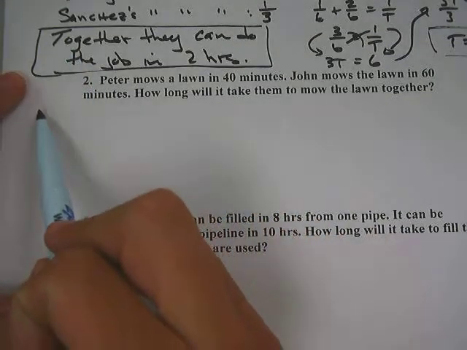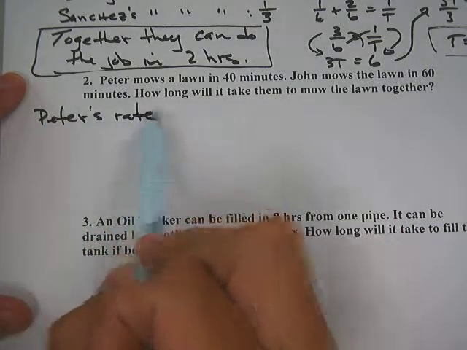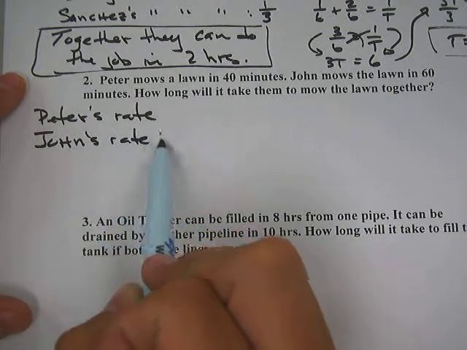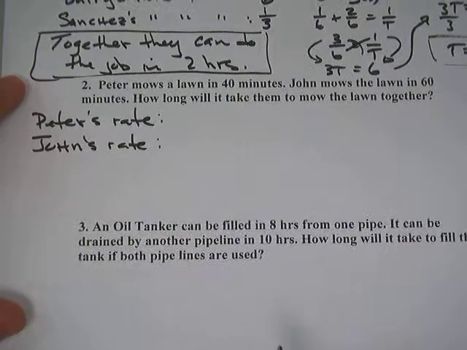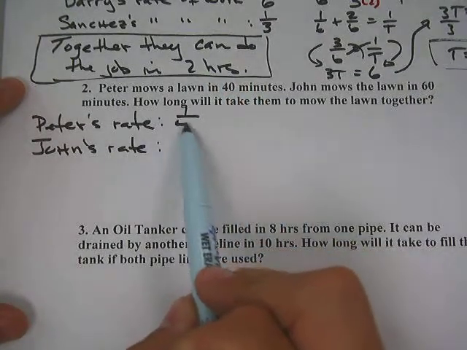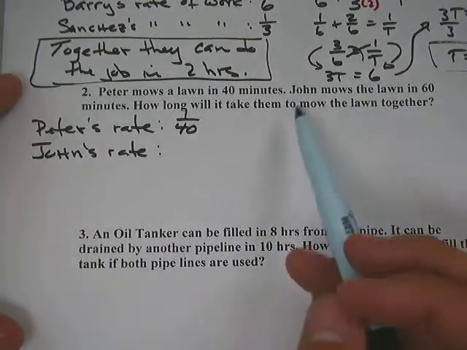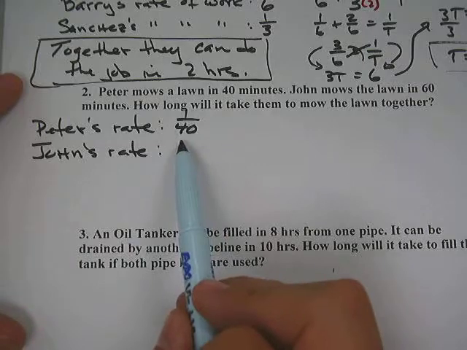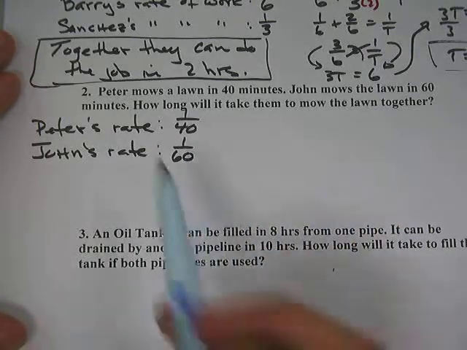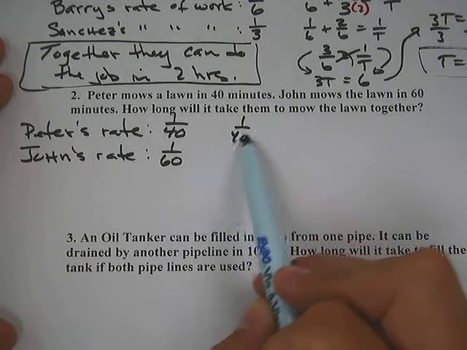Okay, let's try another one. Here we're talking about Peter and John, so we'll just shorten it. It says Peter's rate, John's rate. Now Peter can mow the lawn in 40 minutes, so that means he can do 1/40th of the job in a minute. Now John mows the lawn in 60 minutes, so he can do 1/60th of the job in a minute.